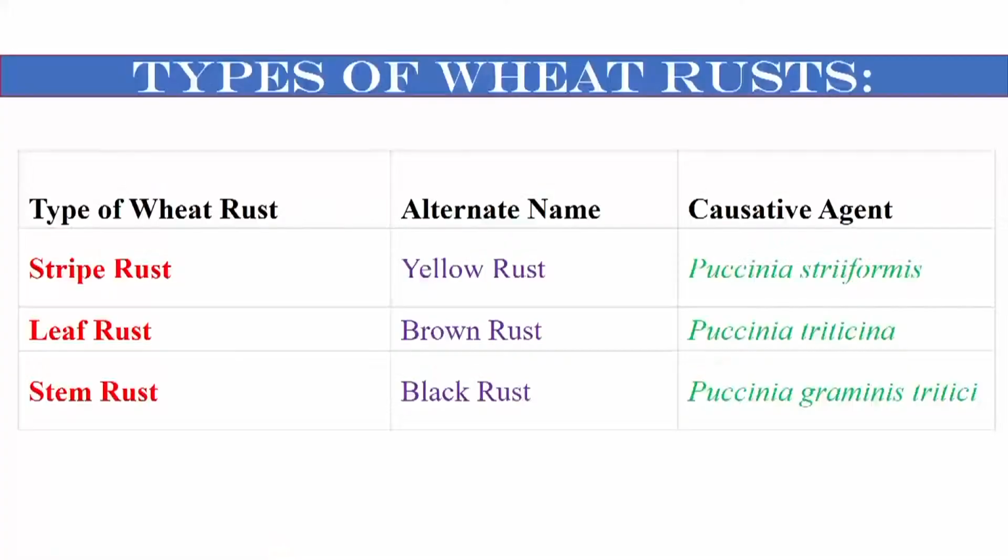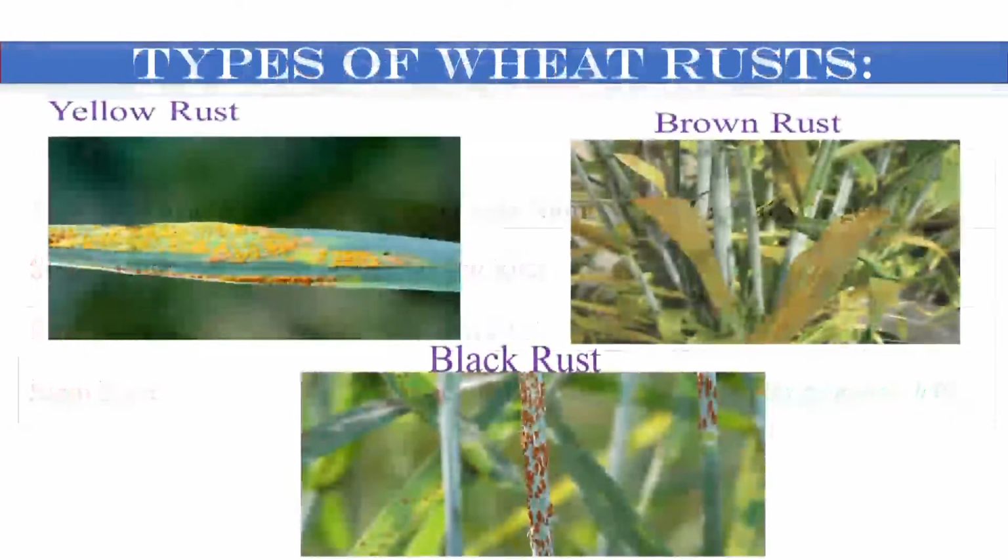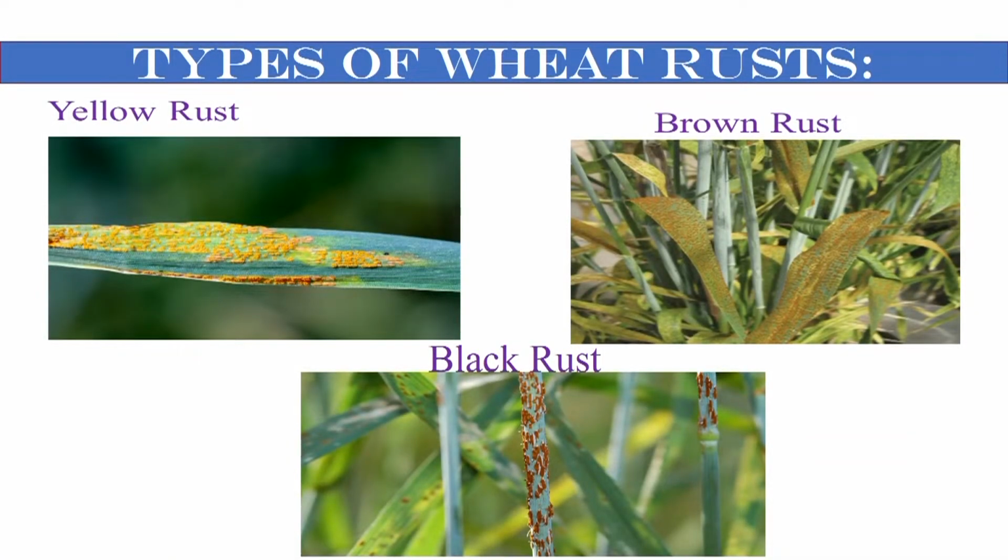The types of wheat rust, as I already told you, are yellow rust, brown rust and black rust. Yellow rust is caused by Puccinia striiformis. Leaf rust, that is brown rust, is caused by Puccinia triticina. Stem rust, also known as black rust, is caused by Puccinia graminis tritici. Dear learners, these are the types of wheat rust, and I have given colored photographs so you can identify them easily.